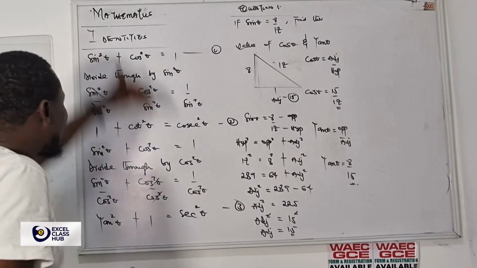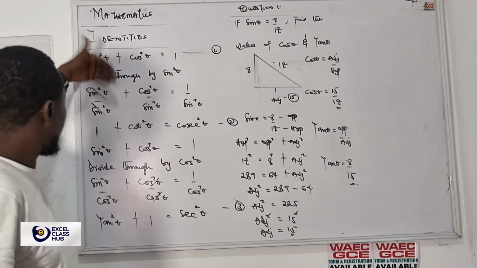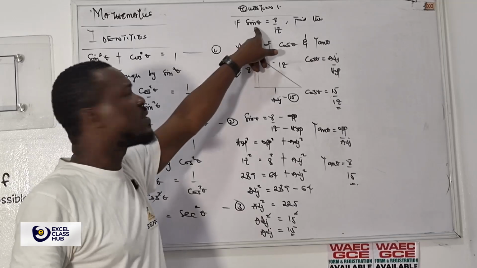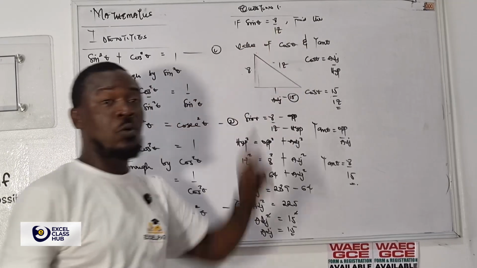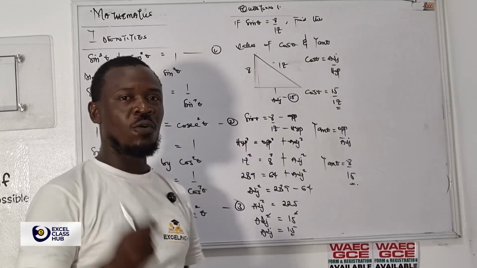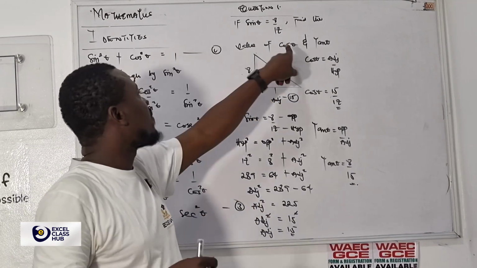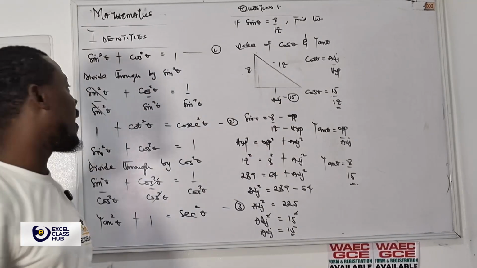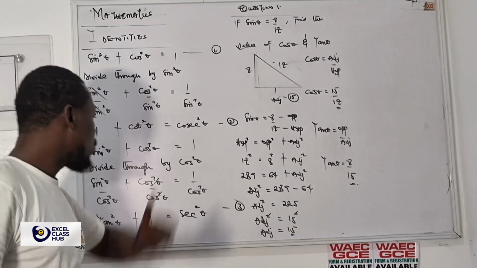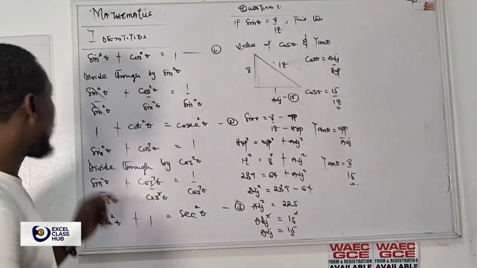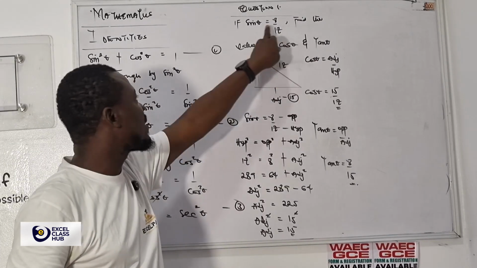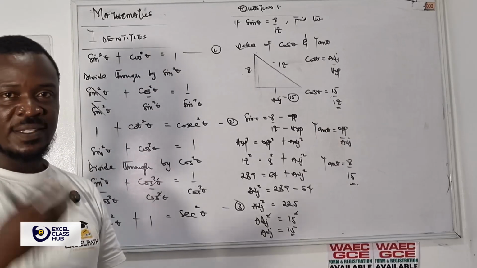What's now the main essence of identities? Let's see what these identities are all about. You can see now that from this question, you're given sine theta as 8 over 17, and you're looking for the value of cos theta. Now look at these identities, equation 1, 2, and 3. Which one do you think I can use to find my cos, when sine is 8 over 17?